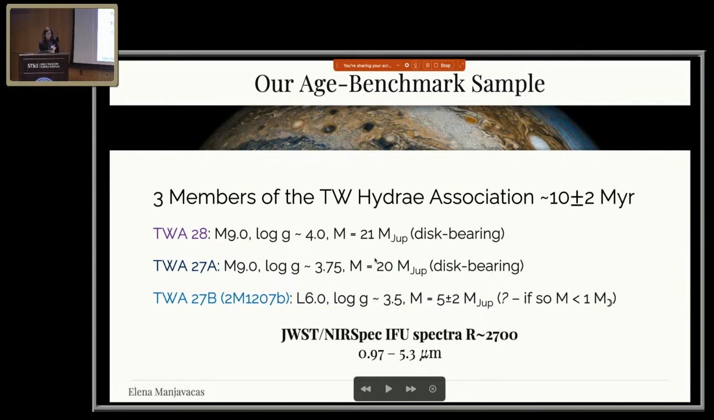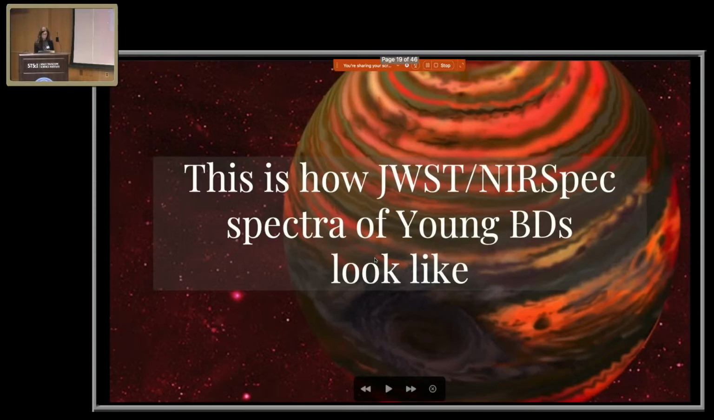So we took JWST data using the IFU and NIRSpec on the highest resolution end, covering all the wavelengths from 0.97 to 5.3 microns. So we got a very high resolution, high wavelength coverage spectrum. And this is how the spectra look like.